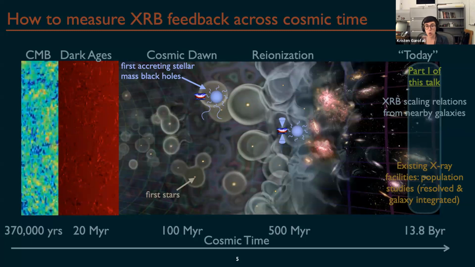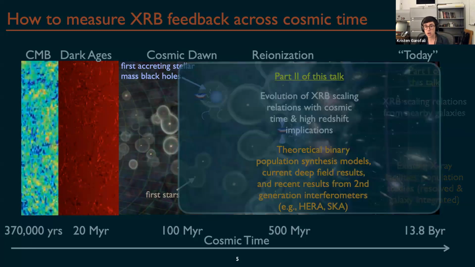Broadly, kind of to give a whole picture of how we might effectively measure X-ray feedback across cosmic time. So in the first part of this talk, I'll be focusing on basically our existing results using current X-ray facilities. And these are really limited to nearby galaxies where we're a lot of the times looking at resolved populations, but sometimes doing galaxy integrated studies.